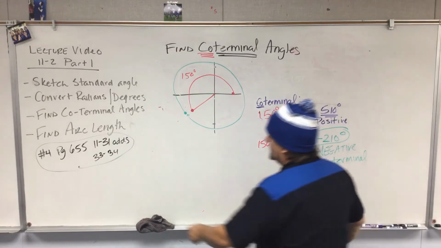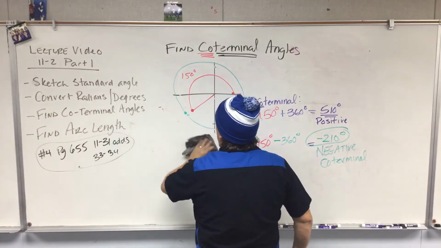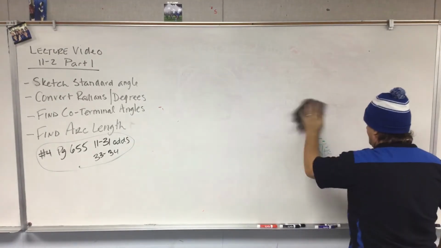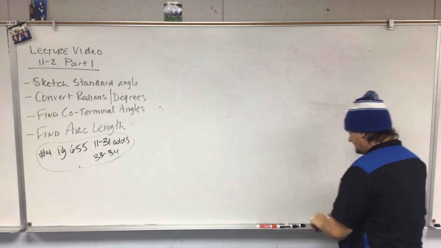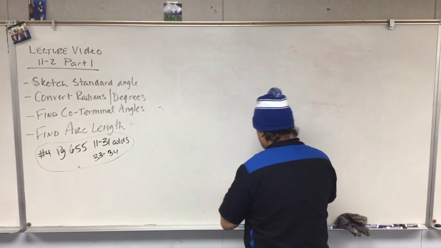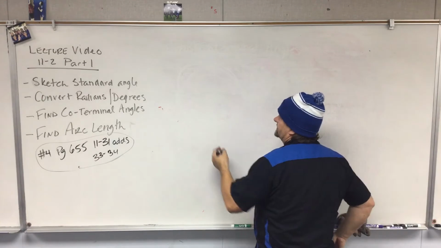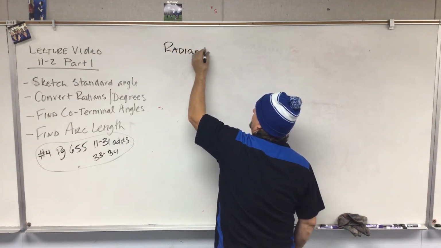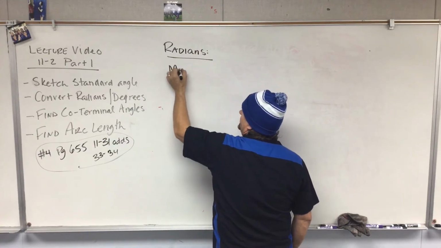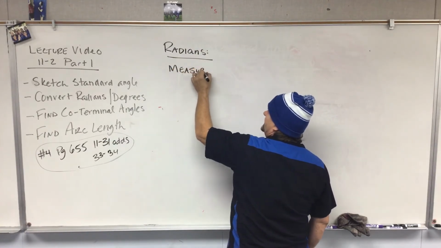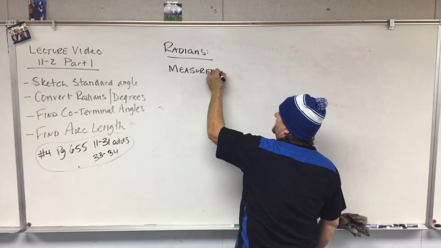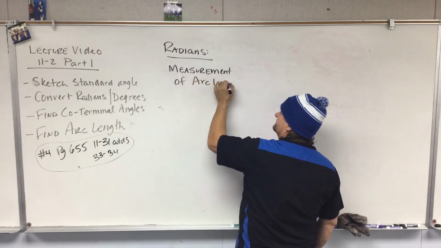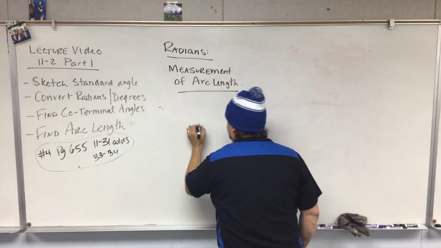All right. We are now on to radians, converting radians. Here we go, guys. So if we're going to convert radians, we got to know what a radian is. So, radians. These are measurements, like degrees, but they're measurements of arc length. So what does that mean?